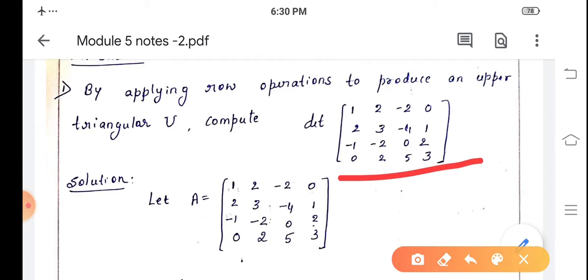first row 1, 2, minus 2, 0, second row 2, 3, minus 4, 1, third row minus 1, minus 2, 0, 2, and the last row 0, 2, 5, 3.